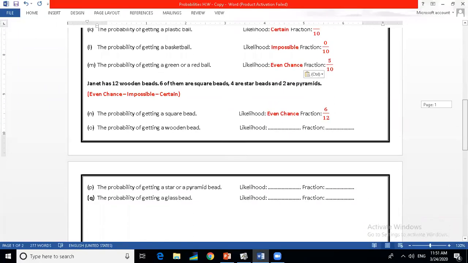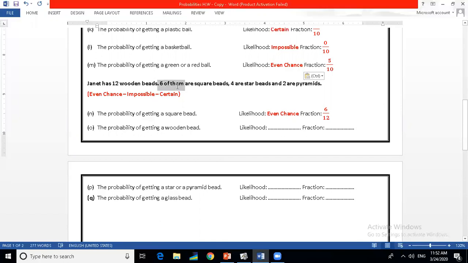Let's move to the last part here. Janet has 12 wooden beads. 6 of them are square beads. So here they said 12 wooden beads in all. 6 of them are square beads. So don't say, oh, now 12 plus 6 is going to be 18, and I add to them 4 beads, which is going to be 22, I add to them 2, which is going to make 24. All of them are 24, Mr. Ahmed. The fraction is going to be out of 24. Wrong. Why? Because they said Janet has 12 beads in all. This is just 12 beads.